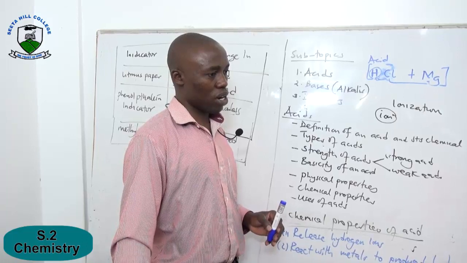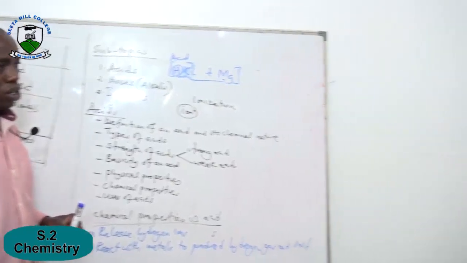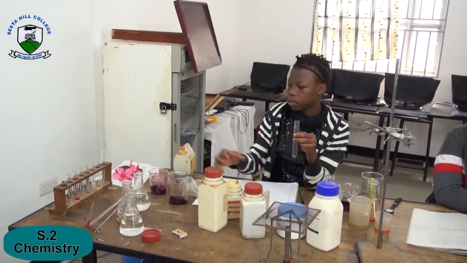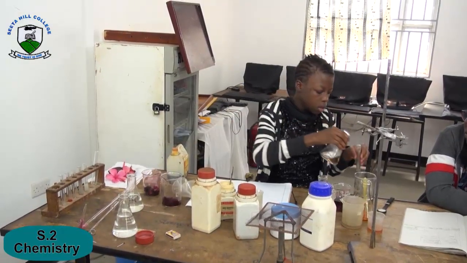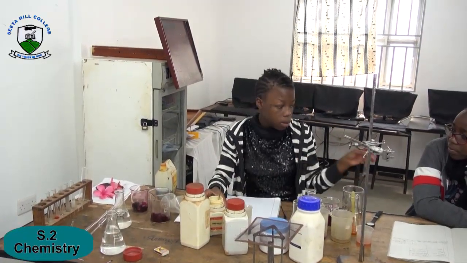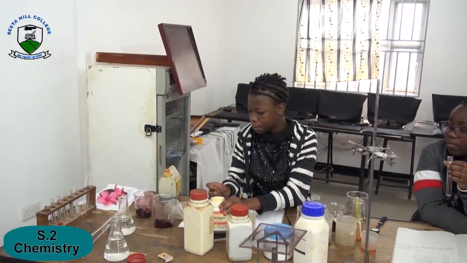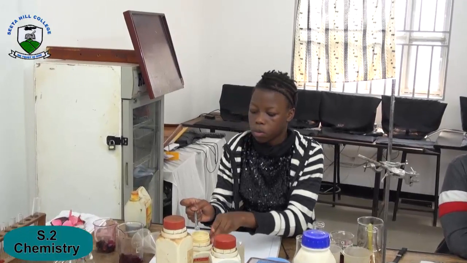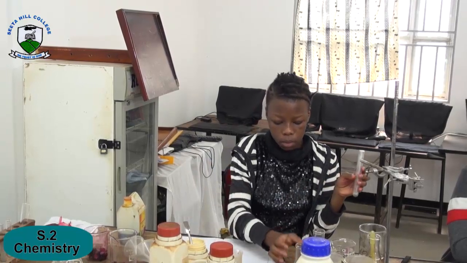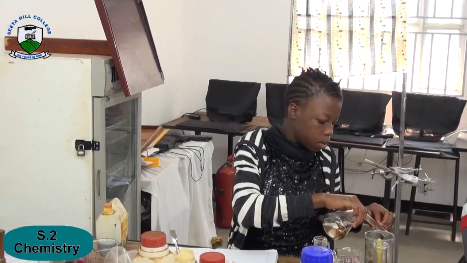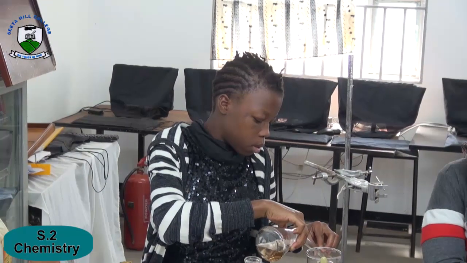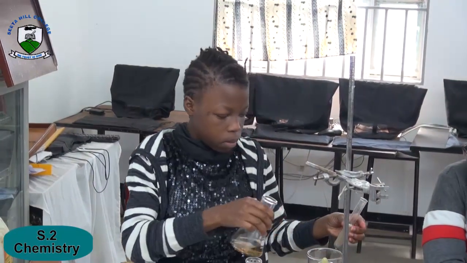Patience, you are using zinc granules and you are adding them to a test tube. Add some more zinc granules first so that we produce enough hydrogen gas. Okay, then add the sulfuric acid or battery acid. That acid is in the battery. When you add, halfway is enough. That's enough.